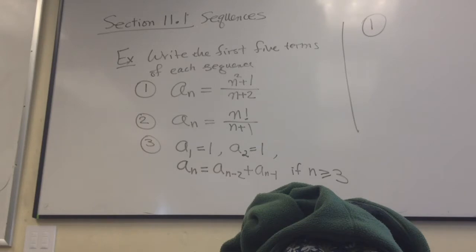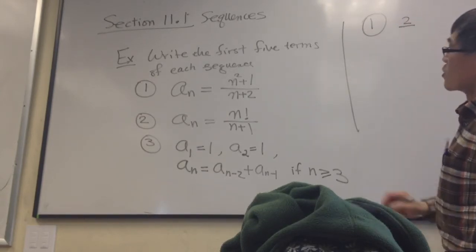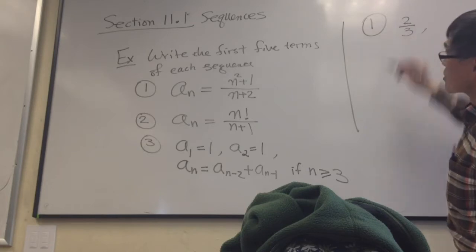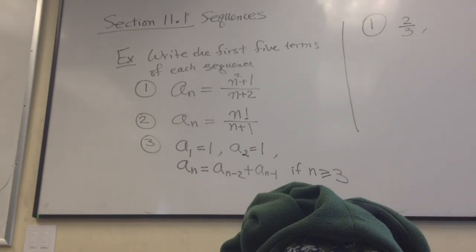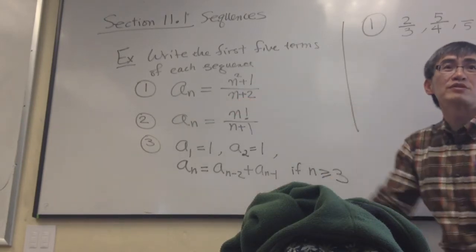What is the first term? 1 squared, which is 1, plus 1, that's 2. 1 plus 2 is 3, right? What's the second term? 2 squared is 4, plus 1 is 5, so 5 over 4. Next term, and next term. If you look at the denominator, it's very simple: 3, 4, 5, 6, 7. Each time you increase n by 1, the denominator increases by 1.